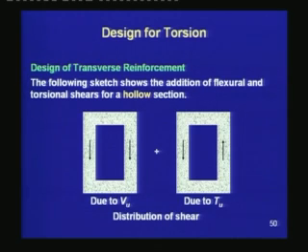The following sketch shows the addition of flexural and torsional shear for a hollow section. Due to the flexural shear, there is vertically downwards shear occurring in both the legs of the hollow section, whereas due to torsion, there is a vertically downward shear in the left web and vertically upward shear in the right web. Thus, when both shear and torsion are occurring, then the left web will see a higher shear as compared to the value generated from Vu, and the right web will observe a lower shear compared to the value generated due to Vu.